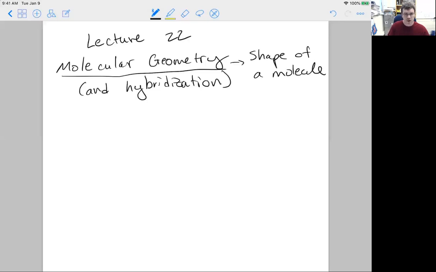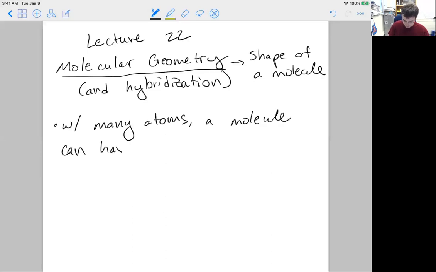Okay, so it's important to note that with many atoms, a molecule can have many geometries. And again, geometries is also just sort of shapes. So, for example, let's look at some simple examples. CO2 comes to mind as kind of a standard first example when you're looking at molecular geometry.